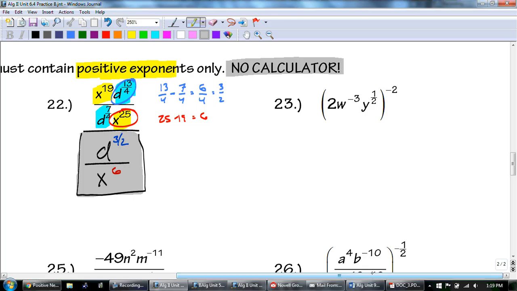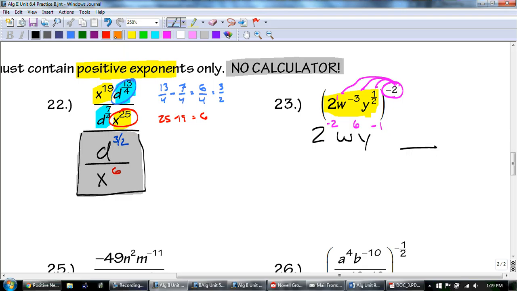All right, number 23. I always want to check inside. Can I simplify that? And if I can't, I need to distribute everything. So my bases stay the same, and then I get new exponents. So 1 times -2 is -2. -3 times -2 is a +6. Half of -2 is -1.